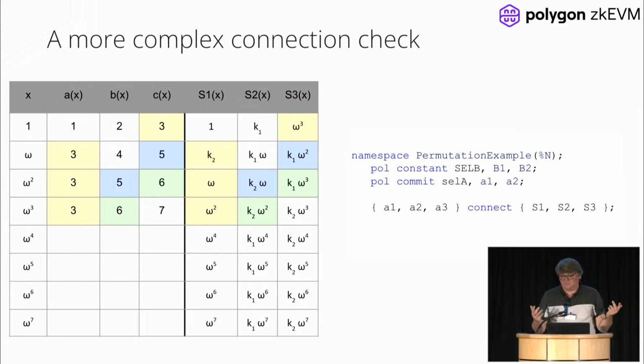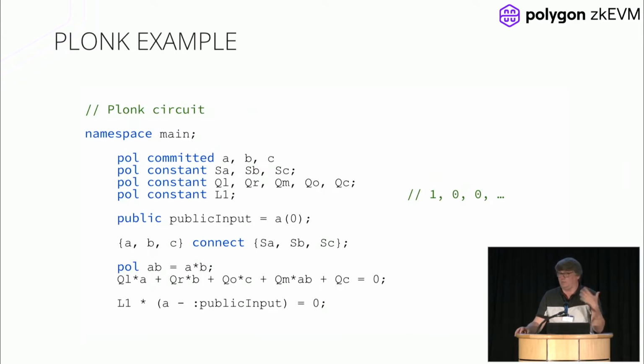So with this, for example, writing Plonk is quite easy. Here would be the example of Plonk. People that know Plonk, this would sound familiar. We have three committed polynomials, A, B, C. We have three copy constraints, permutation polynomials, SA, SB, and SC. We have QL, QR, QM, QO, QC, which is the generic gate of Plonk. And in this case, we also have one public input. So we have the connection polynomials, and then here we have the polynomial equation that fills that. So you can see that this is very cool.